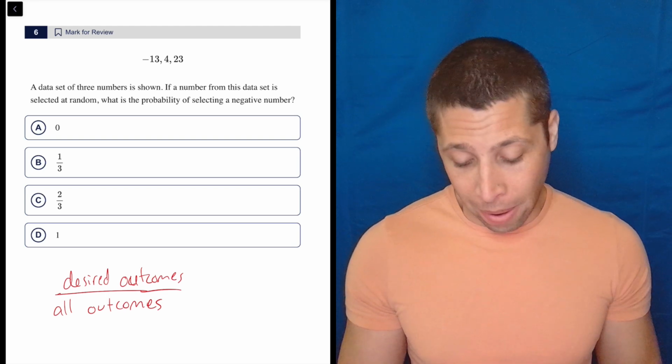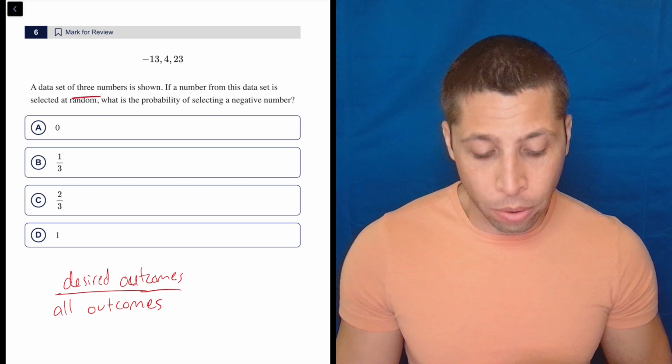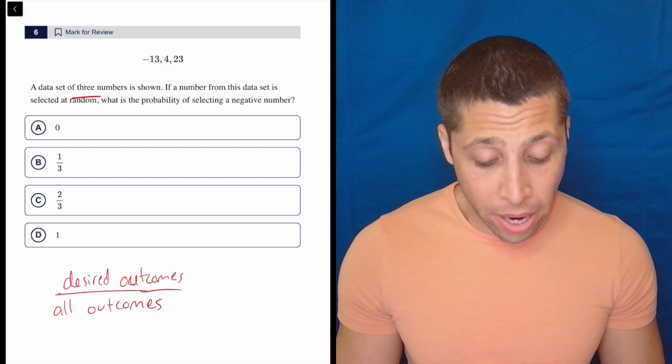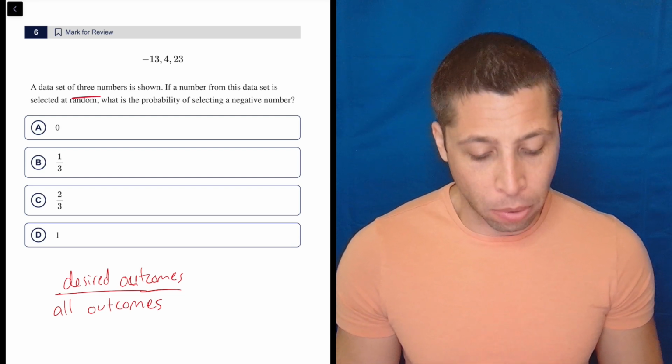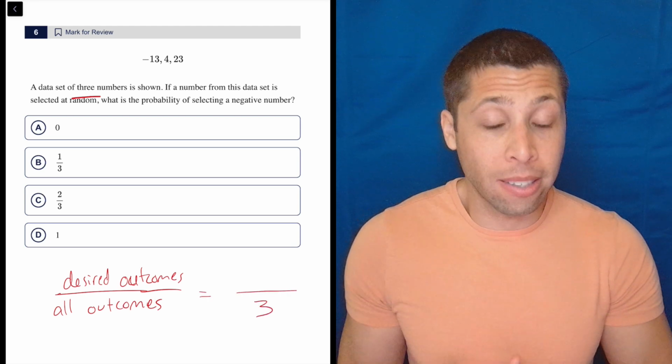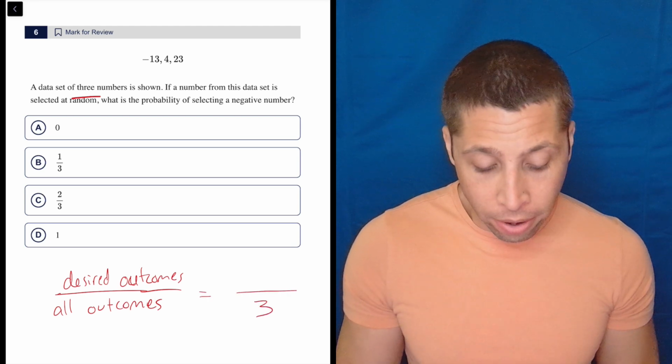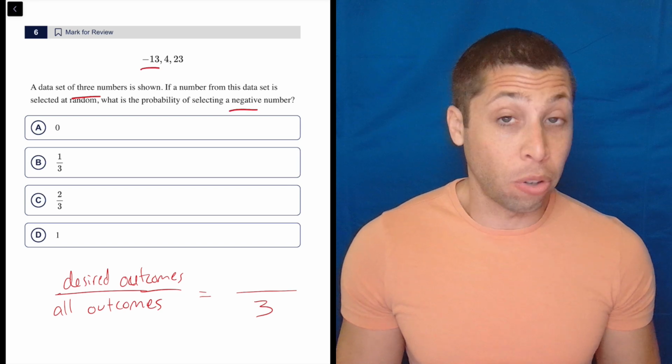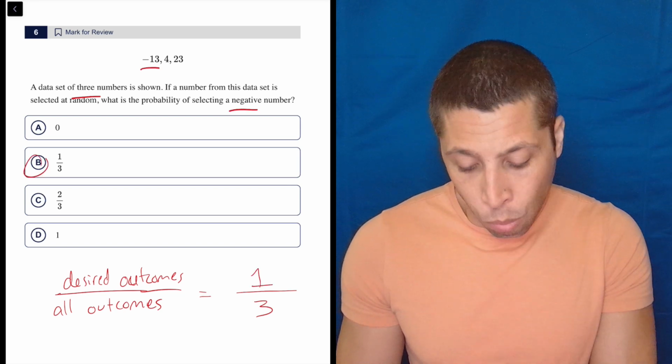But in this case, it's not so bad, right? A data set of 3 numbers is shown. If a number from this data set is selected at random, what is the probability of selecting a negative number? Well, there are 3 numbers, so our total number of outcomes that we could select is 3. And then what is the desired outcome? We want a negative number. Well, looks like there's only 1. So 1 out of 3, 1/3.